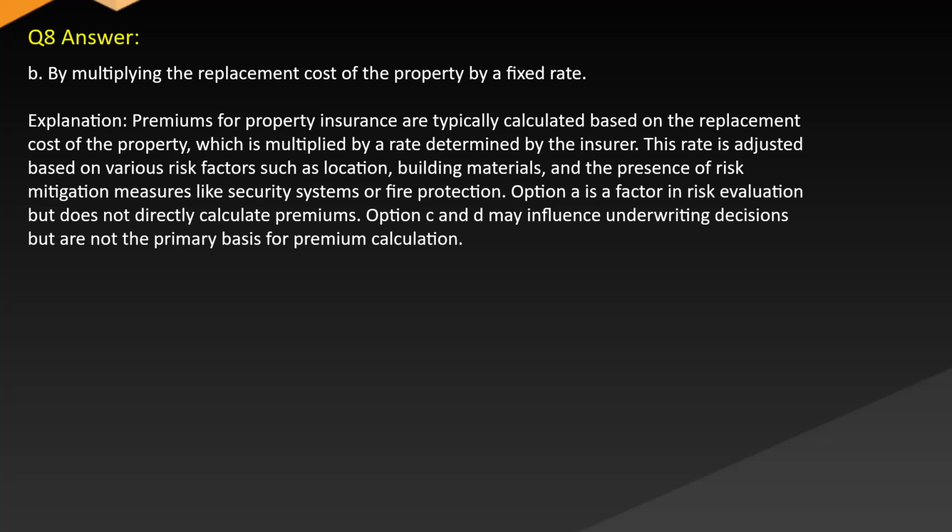Option A is a factor in risk evaluation but does not directly calculate premiums. Options C and D may influence underwriting decisions but are not the primary basis for premium calculation.